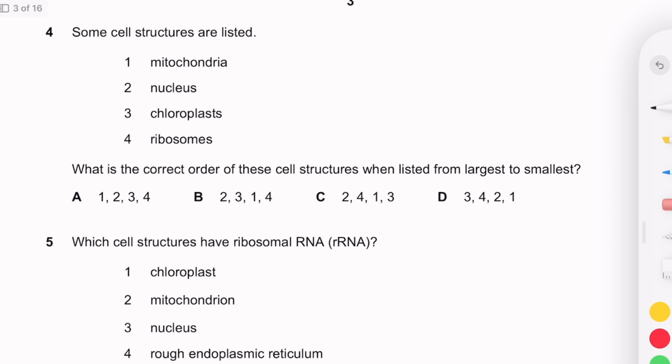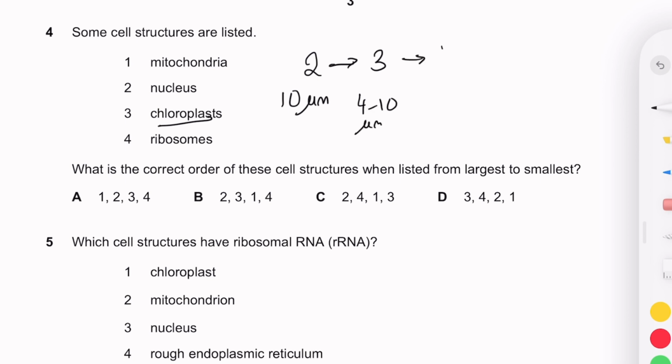And then 4, some cell structures are listed. What is the correct order of these cell structures when listed from largest to smallest? So largest is the nucleus. Yes, the nucleus, and that's because it's 10 micrometers in diameter. And then we have the chloroplasts, because chloroplasts are like 4 to 10 micrometers in width.